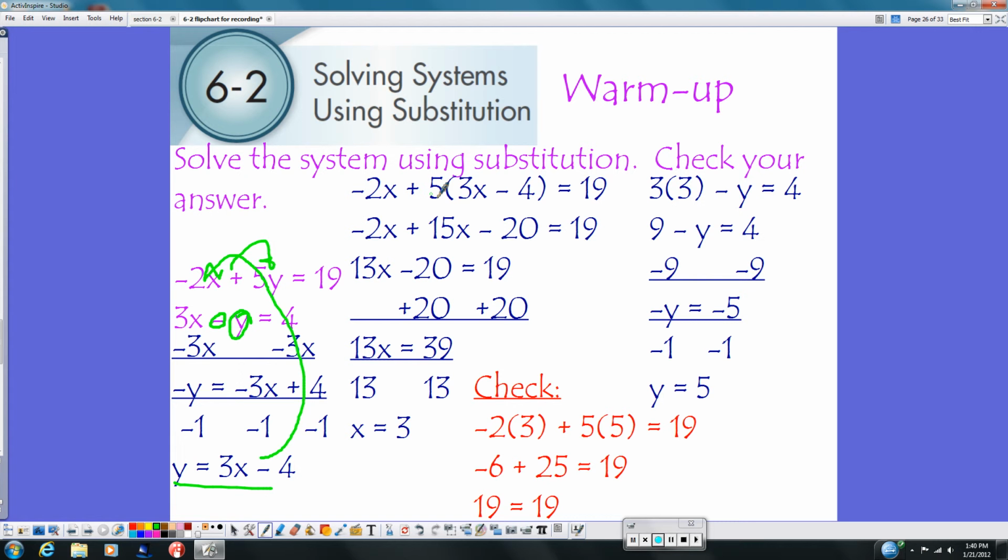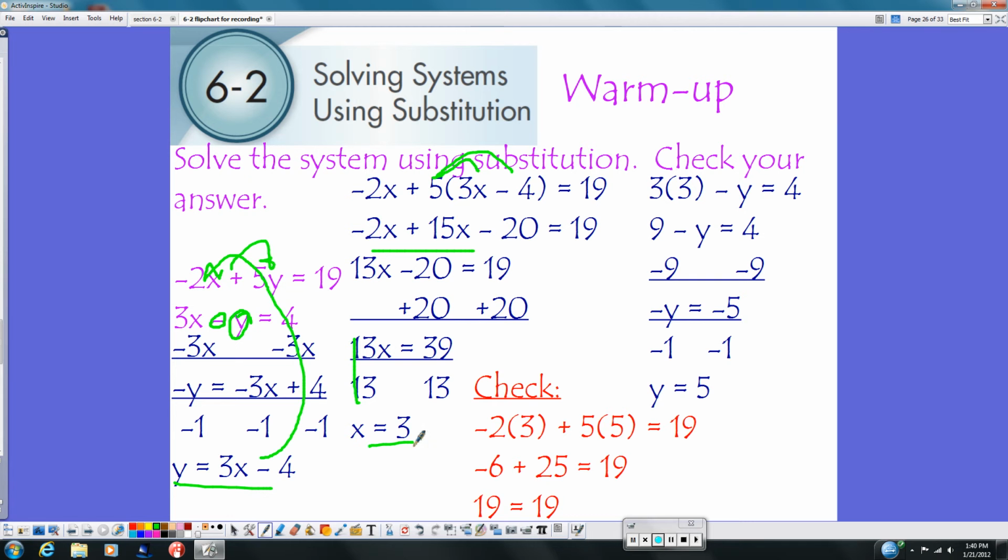So we have negative 2x plus 5 times (3x minus 4) equals 19. You distribute to get negative 2x plus 15x minus 20 equals 19. Combine your like terms to get 13x minus 20 equals 19. Add 20 to both sides to get 13x equals 39. Divide both sides by 13 to get x equals 3.